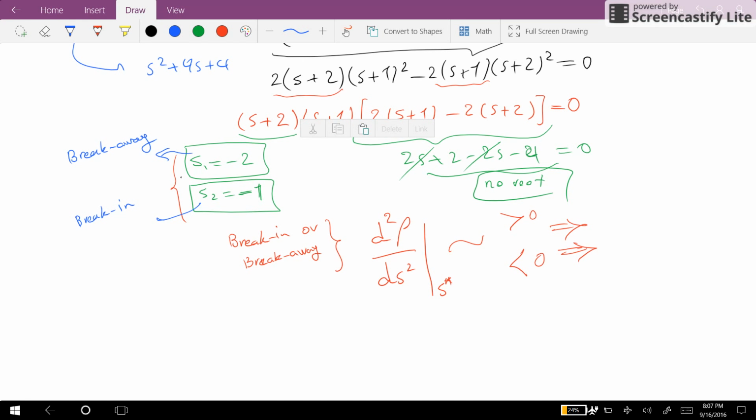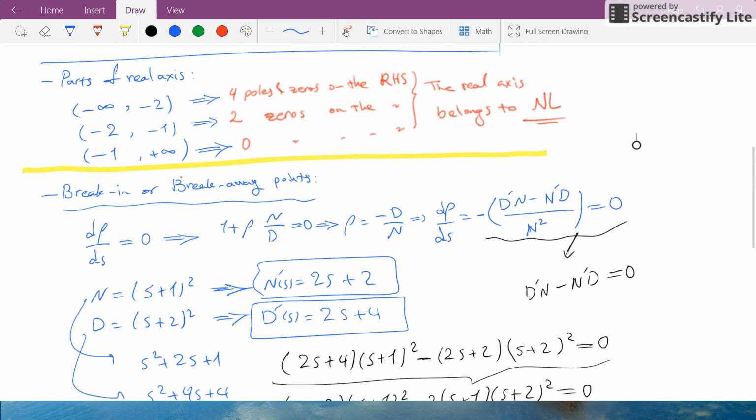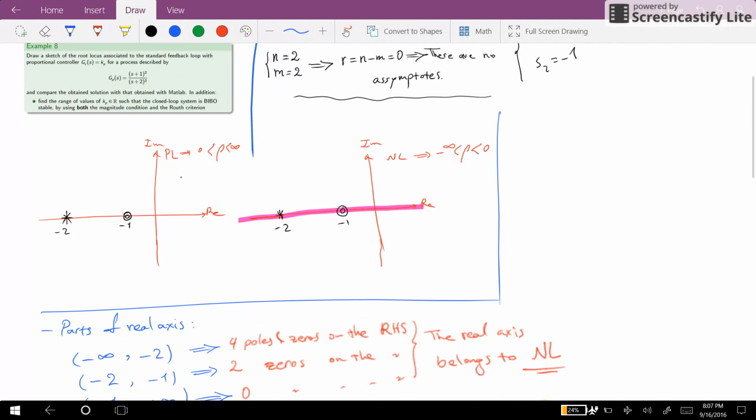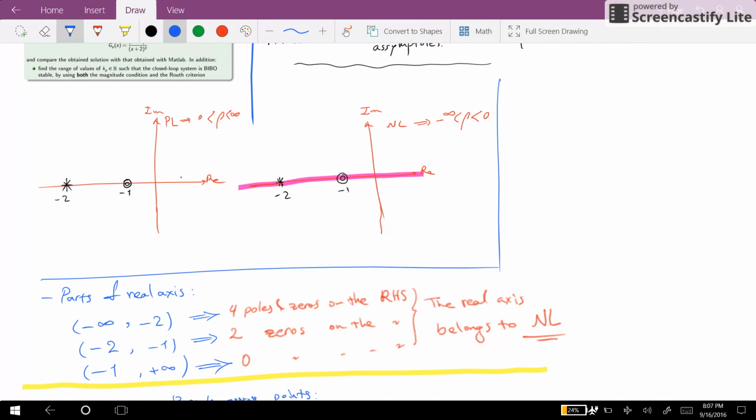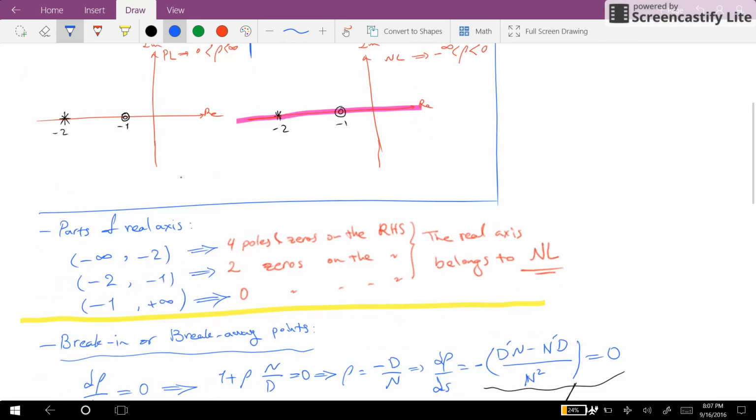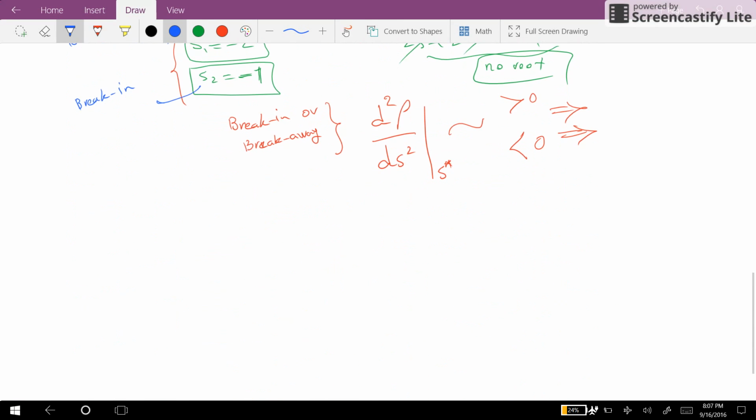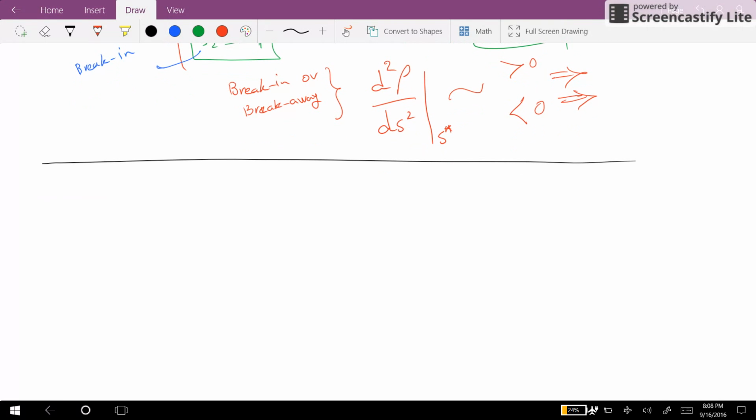And both of them belong to our positive locus, because we can see that in the case of negative locus, the branches will remain on the real axis all the time. They will not depart the real axis. So what we need to determine in the next step is to find out the angle of departures and angle of arrivals. So let's see how to do this.